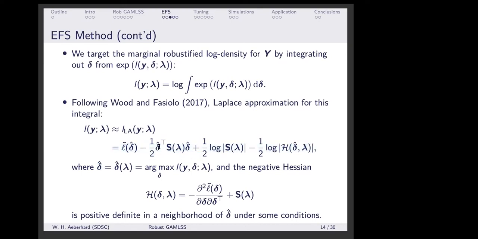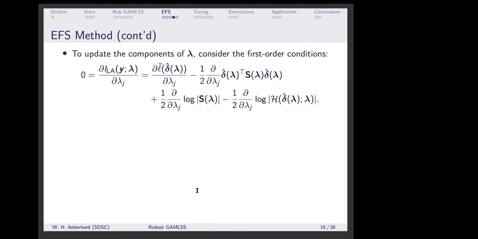Essentially, we've plugged in delta hats, which can be computed for a given lambda. We still have the same term here. And now we have an extra term, this calligraphic H, which is the negative Hessian in this case, but only involves S of lambda, which we know, and the numerical Hessian of the robustified log likelihood, which is typically something you can compute by hand. So we're not done yet. We have this Laplace approximated marginal. Let's look at first order conditions. Again, the goal here is to be able to update lambda as if it were a parameter.